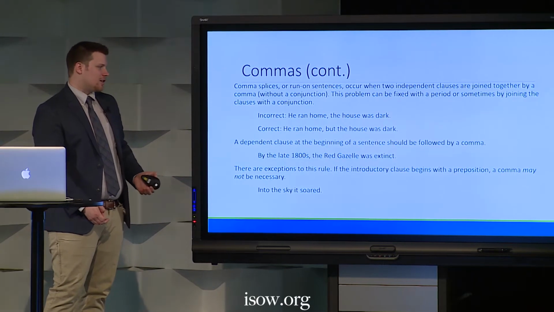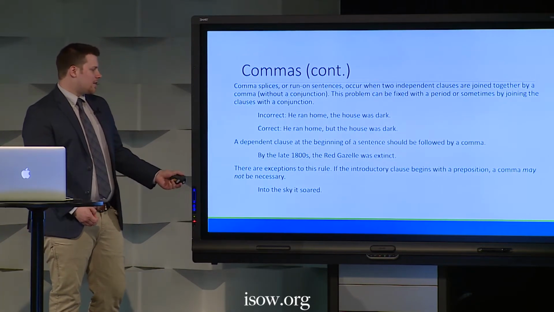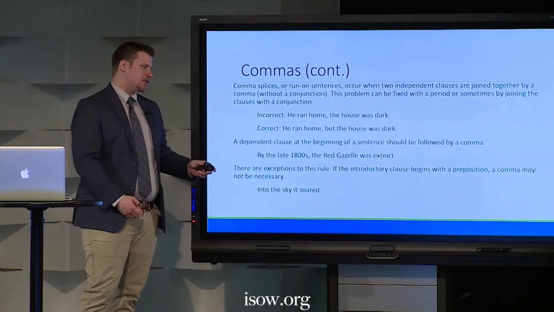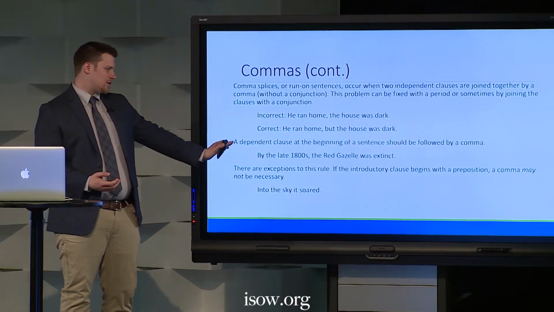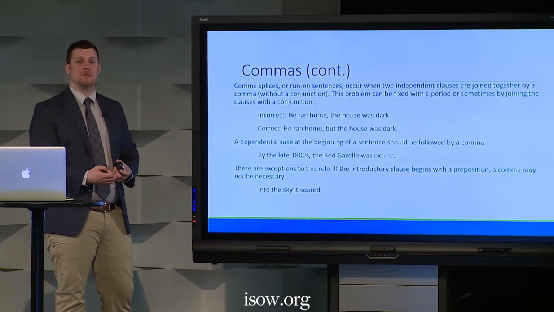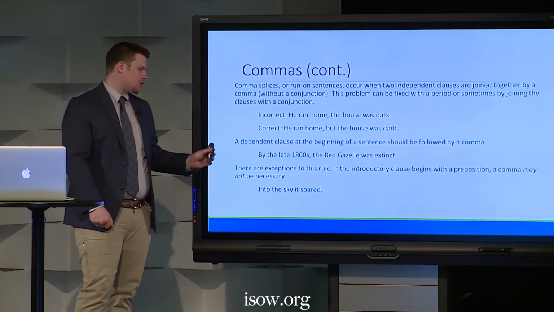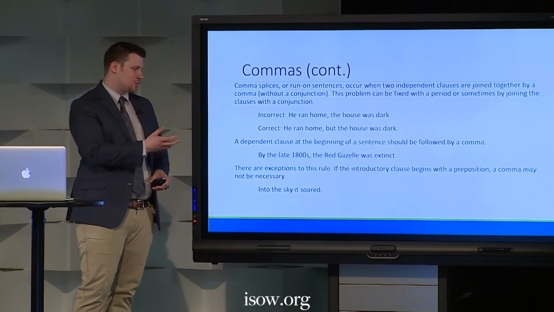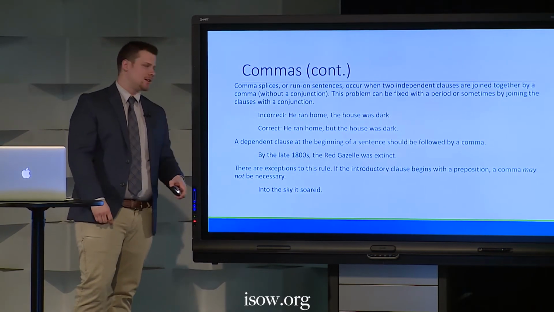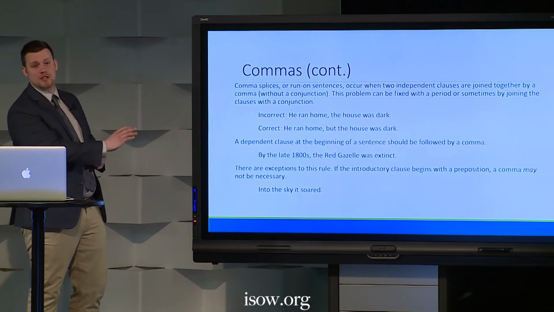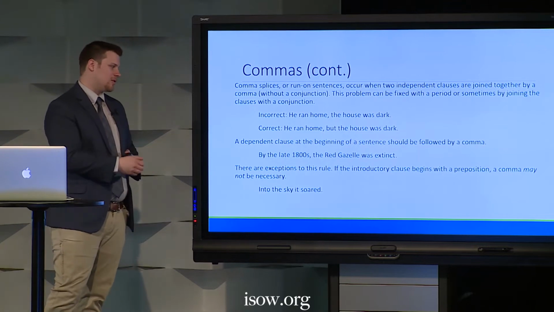And so a dependent clause at the beginning of a sentence should be followed by a comma as well. So, by the late 1800s, the red gazelle was extinct. So again, dependent clauses have a subject and a predicate, but they're dependent on something else to make sense. So whenever these appear, there's always going to be a comma. So by the late 1800s, this is describing when. The red gazelle was extinct could be its own sentence. By the 1800s could not. There will be a comma separating it.